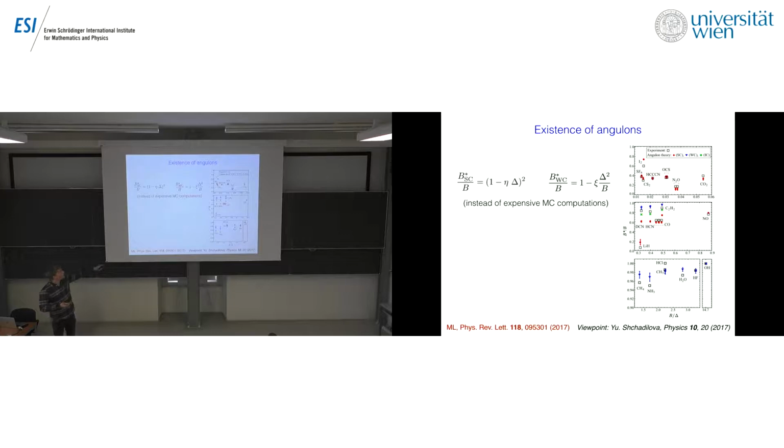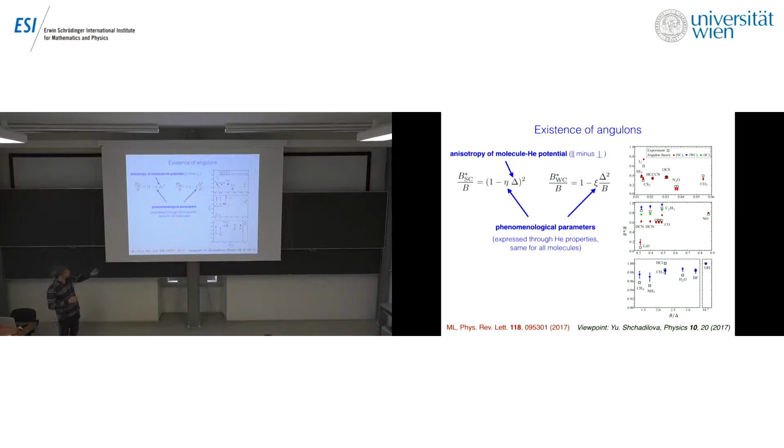The difference here is that we have extremely simple equations that describe the renormalization of the rotational constants in the weak coupling and strong coupling regimes. Here we aimed for the simplest possible model. What we took as an input is this delta, which is the anisotropy of the molecule-helium potential. We take it from the literature. It's pretty much, if you have a molecule and helium, the interaction this way minus the interaction that way.